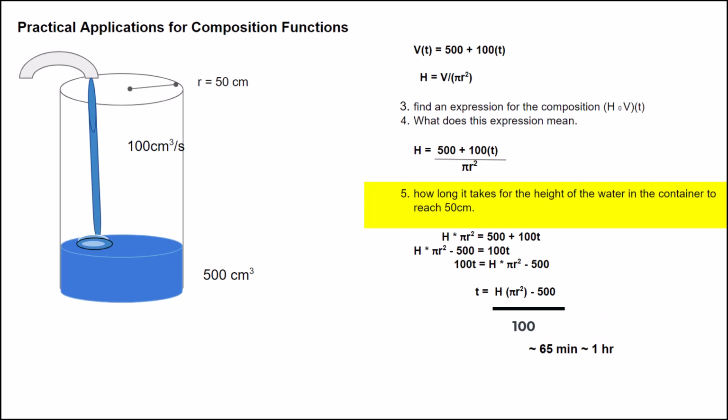And so the final part of the question asks, how long does it take for the height of the water in the container to reach 50 centimeters? Well, if we rearrange this equation for the time by multiplying both sides by pi r squared, subtracting 500 and then dividing by 100, what we end up with is the time it takes to reach a certain height is equal to the height times pi r squared minus 500, divided by 100. If we fill in 50 centimeters for the height and calculate this out, the answer we get is 65 minutes, or approximately 1 hour. And we've just shown how composition functions can help us solve real-life problems.